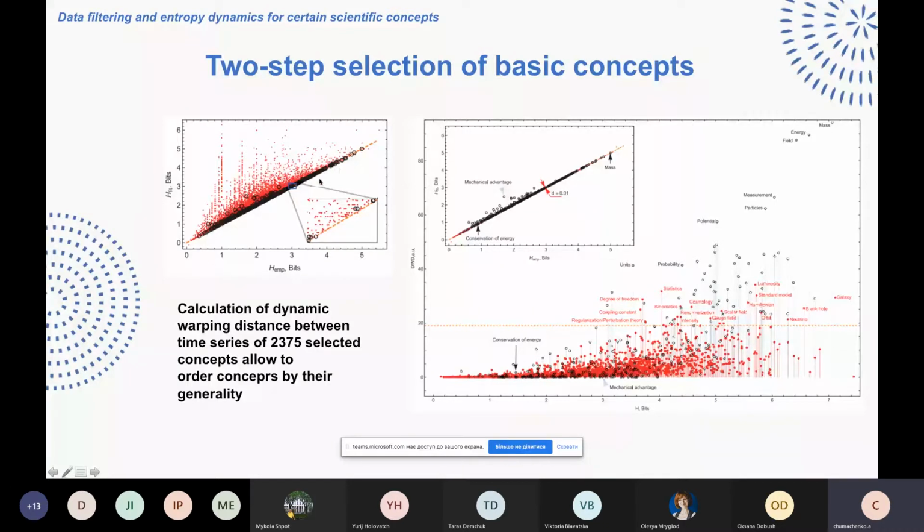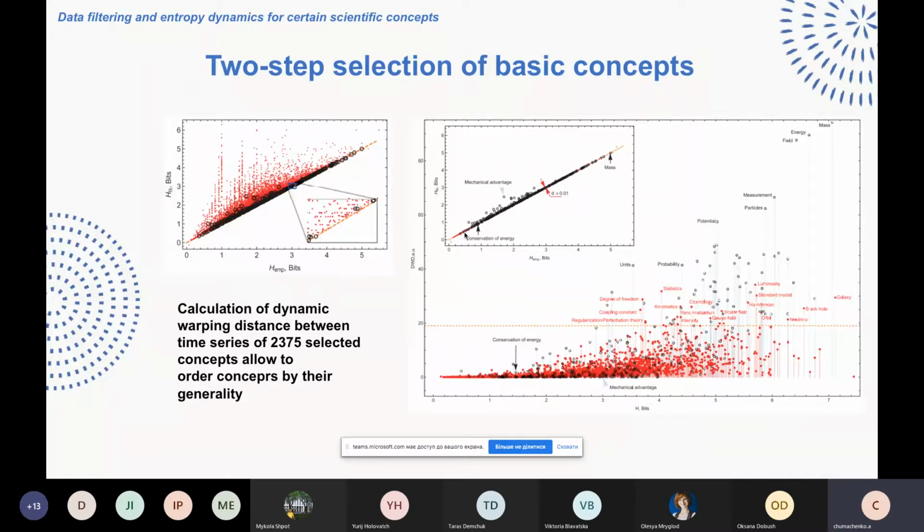But the main problem here is that from 16,000 concepts, if you take only distance from the median like 0.01, we have nearly 2,400 concepts which can be considered as basic. So it's 375, I think, basic concepts, these dark circles, and nearly 2,000 red dots. These are the concepts which are considered as basic by their algorithm. So in this case, it's nearly 20% of all concepts, and that's really a lot.